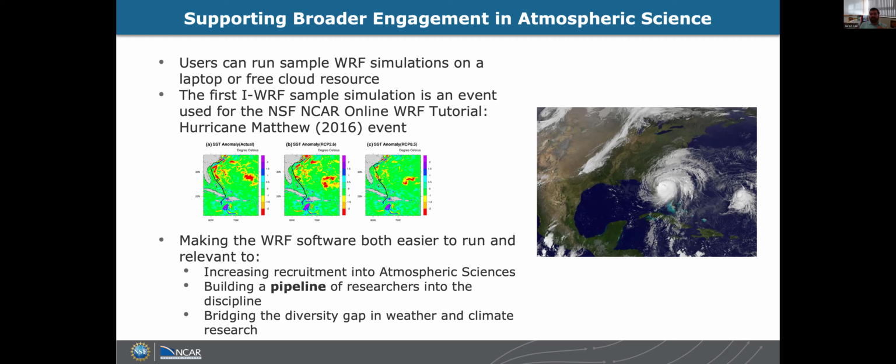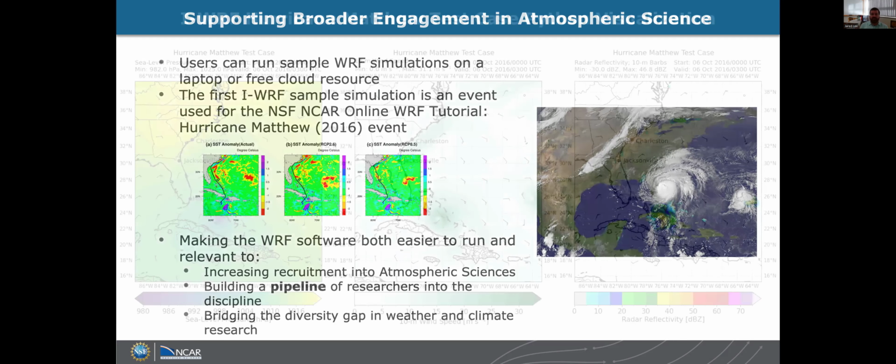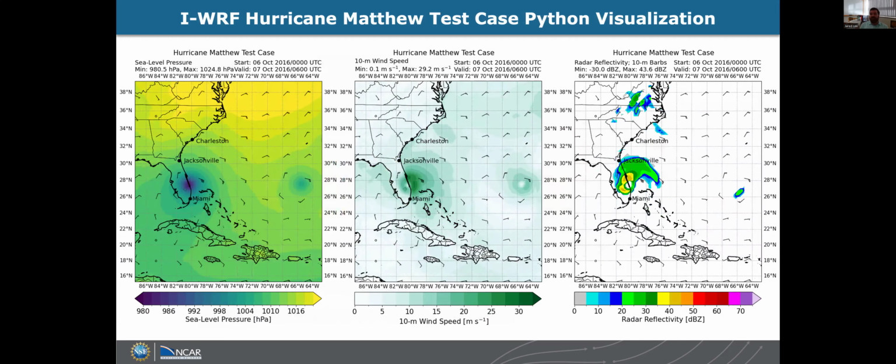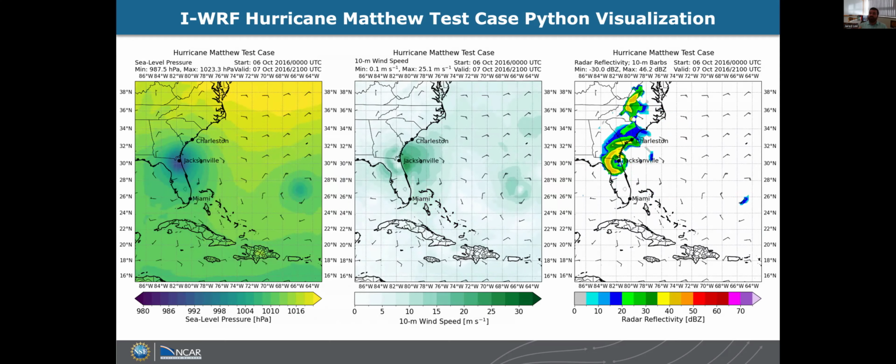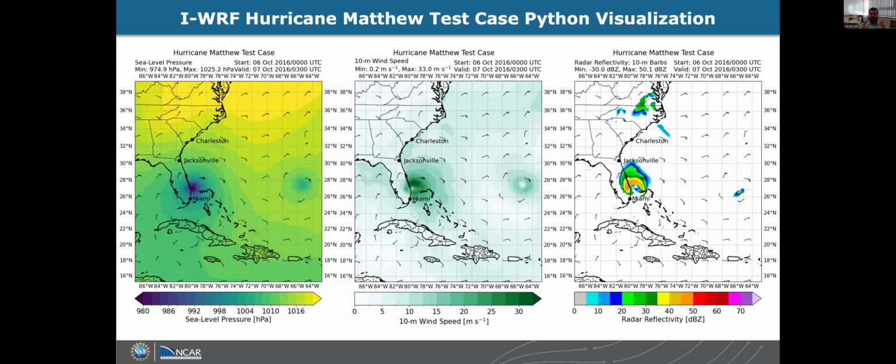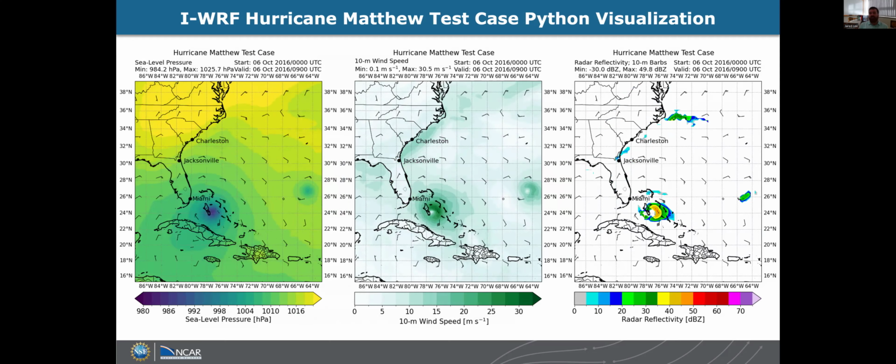And so again, what we're trying to do is make this WRF software easier to run and relevant to increasing recruitment into atmospheric science and building a pipeline of researchers, and also to bridge the diversity gap in weather and climate research. And here on this screen, I wrote the Python script, the visualization script to visualize the WRF output from this simulation.